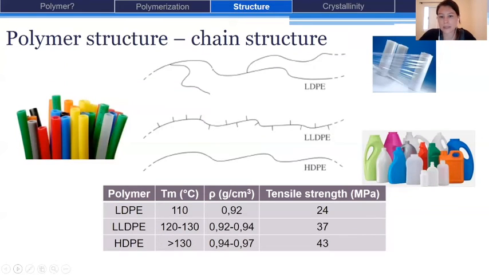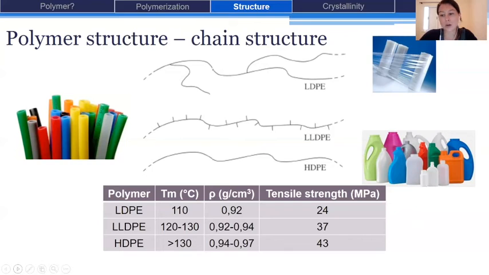So let's take another example to illustrate the impact of the chain structure on the properties of the polymer. Let's take the example of polyethylene. Here are represented 3 kinds of polyethylene. The first one is low density polyethylene, LDPE. And you can see that this polymer has a branched structure. This branched polyethylene is used to create polymeric films.